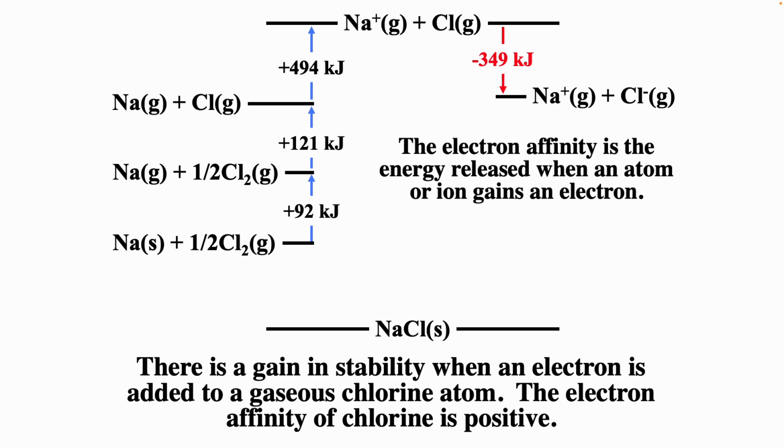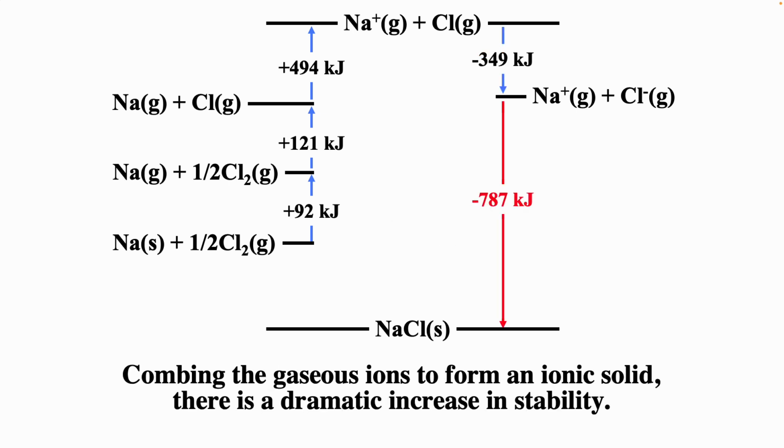Electron affinity is the energy released when an atom or ion gains an electron in the gas phase. Electron affinity can be positive or negative. Ionization energy is always positive. It always takes energy to remove an electron. And so now if we take the gaseous sodium ion and gaseous chloride ion and we form sodium chloride solid, we're going from something where intermolecular forces are typically negligible to a strong ion-ion interaction. And so that's why you're going from something much less stable to something much more stable.